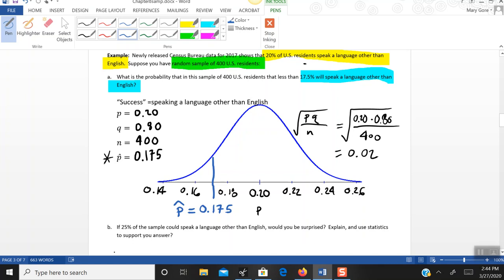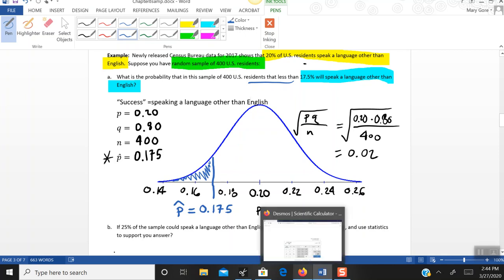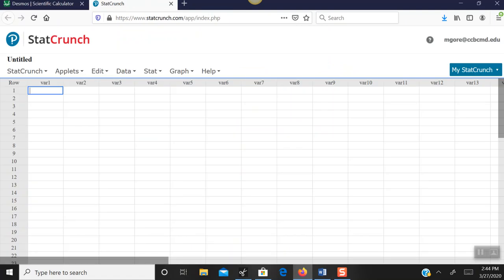And it says that less than the 17.5. So I'm going to shade over here to my left. And legitimately, that is my answer. That is a gorgeous sketch of my answer. But as you know, I'm going to want an actual numerical value. So I'm going to go to StatCrunch to help myself out with that.